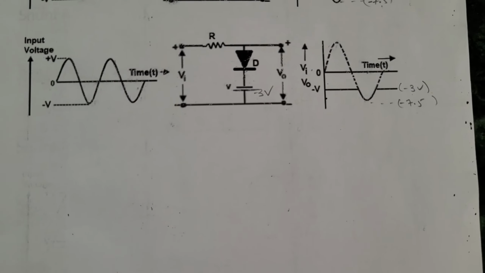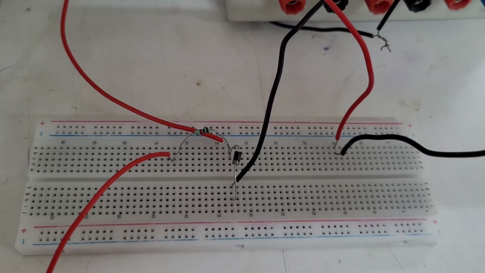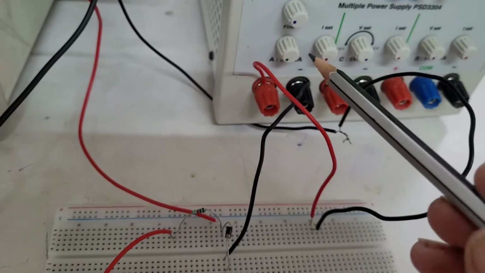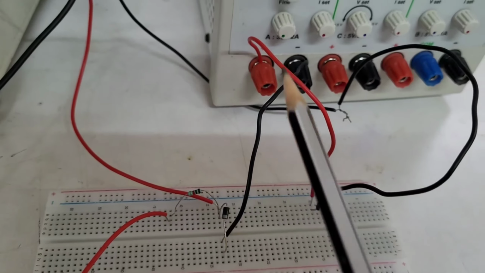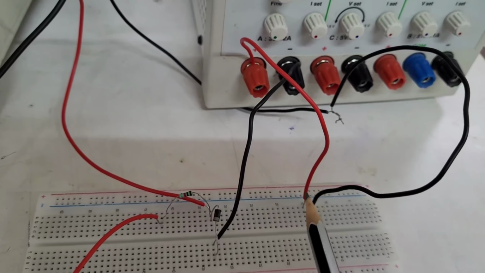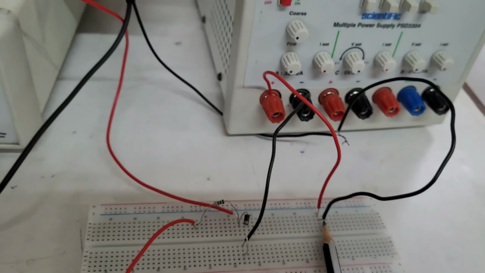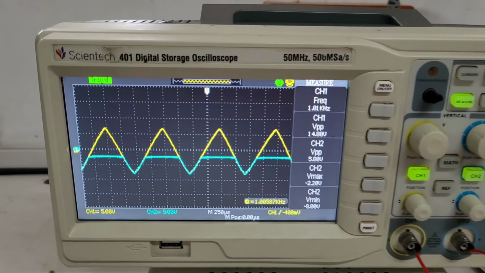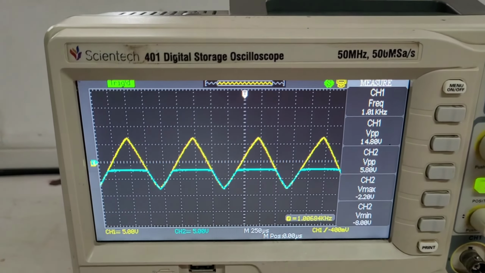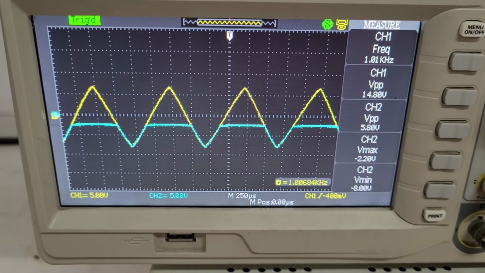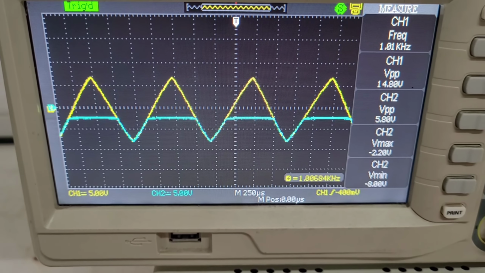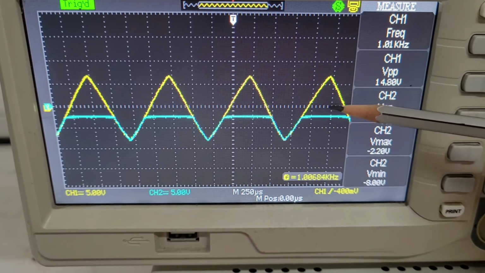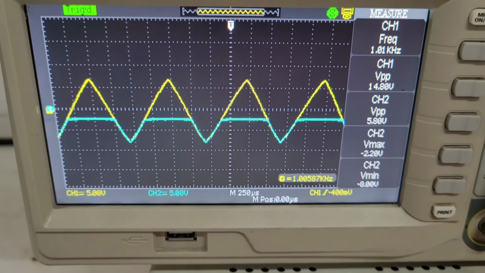Let's observe the waveforms. The circuit connections are like this. The negative terminal of the bias voltage is connected to the cathode of the diode and the positive of the bias voltage is connected to the common ground. If we observe the waveforms, channel 2 V maximum is minus 2.2 and the V minimum is minus 8 volt. So this circuit is clipping the positive portions up to minus 3 volt.